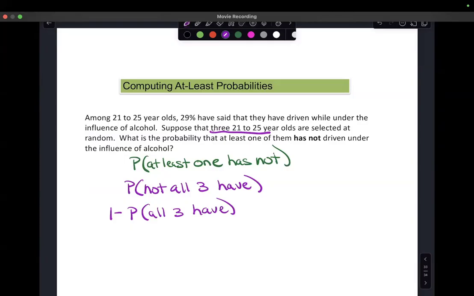Once we do, I think this is the last slide, but I'm going to go to a homework problem and we're going to work through a homework problem together before we wrap it up.